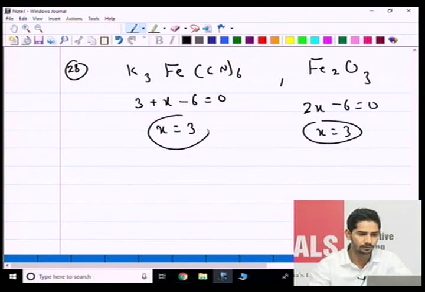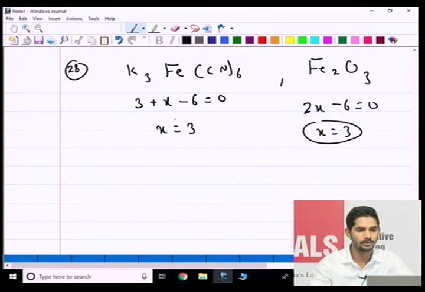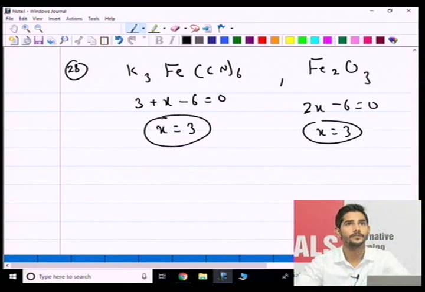Guys, even in the first option we have got the right answer. So option A should be the right answer. Here, in both the compounds, Fe will have the +3 oxidation state.